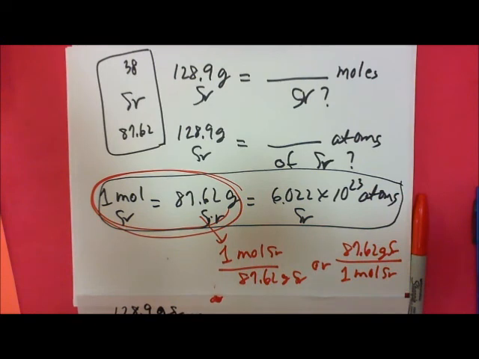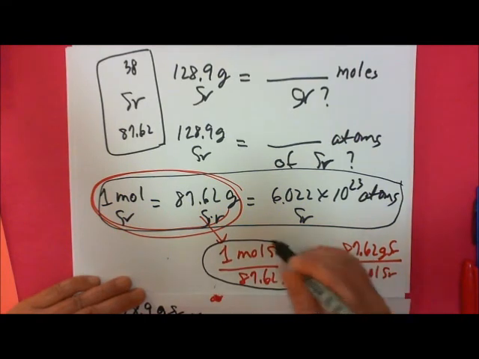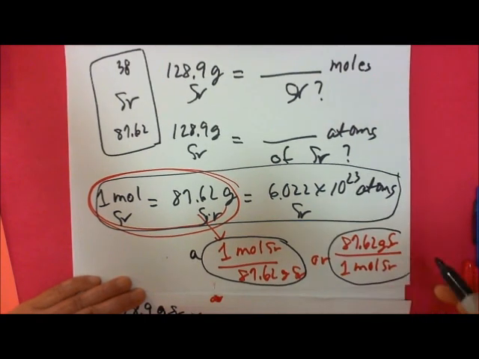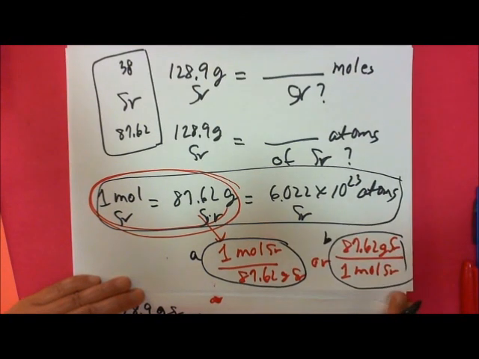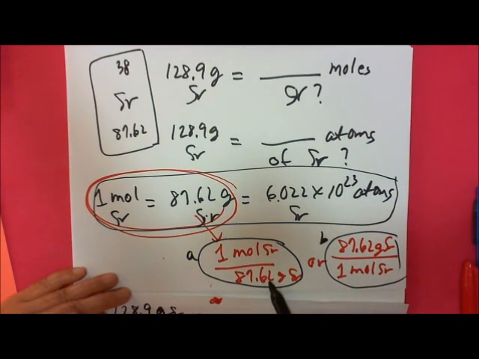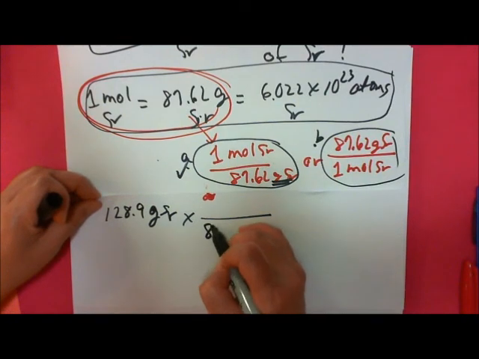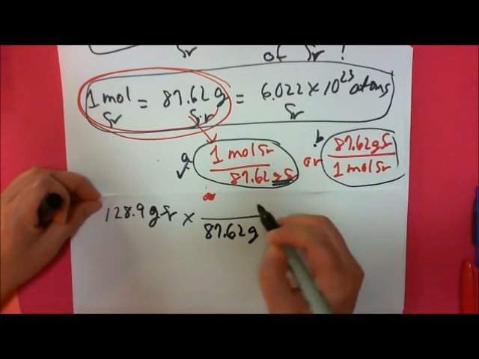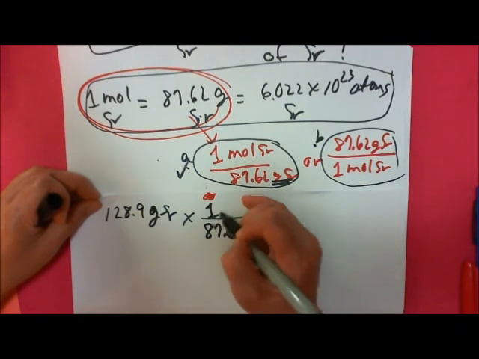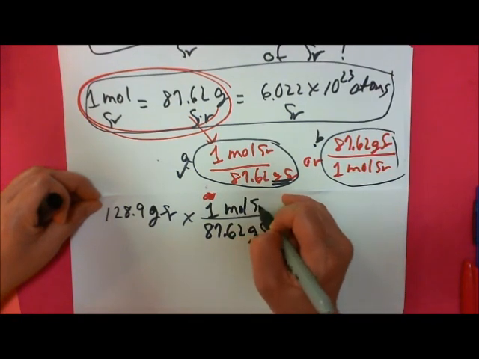So I look at those two and I think to myself, which one of those would I like to use? I have either this, which I'll call A, and this, which I will call B. Now I say to myself, okay, I need to cancel out the grams. I've got grams on the bottom here, and grams on the top over here. So which one am I going to use, A or B? You're going to say, well, I'm going to use A, because I'm going to have grams of strontium on the bottom. So I'm going to say 87.62 grams of strontium on the bottom, and I'm going to end up with 1 mole of strontium on the top.